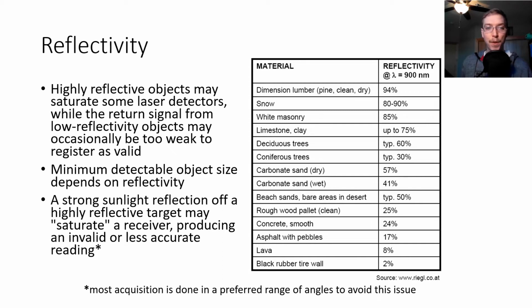A strong sunlight reflection off of a highly reflective target may saturate a receiver, producing an invalid or less accurate reading. That's important to note. So just have to think about what the surface looks like that you're trying to reconstruct as you're looking at and trying to use this LiDAR.